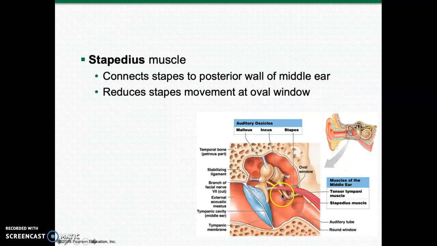And then the stapedius muscle is going to attach the stapes. See that tiny little stapedius muscle here attaching the stapes to the posterior wall of the tympanic cavity. And that will also reduce movement, but it will reduce the movement of the stapes at the oval window. And then you're going to see all these little tiny stabilizing ligaments in here as well.